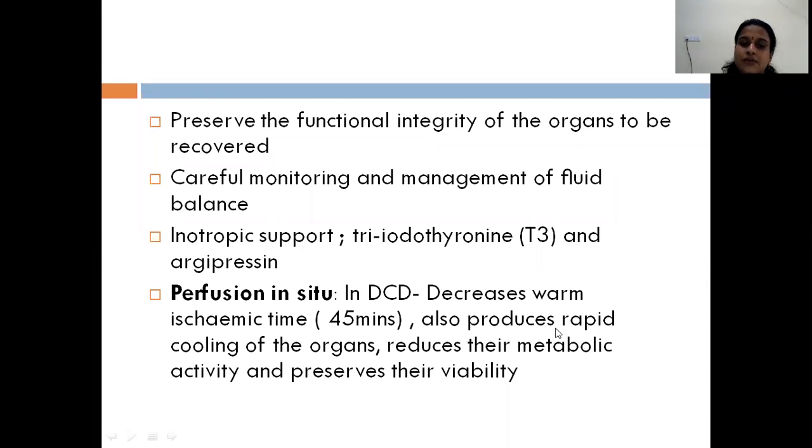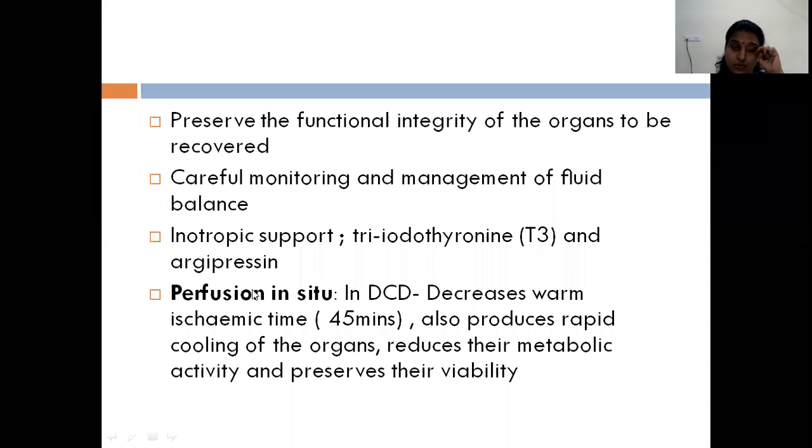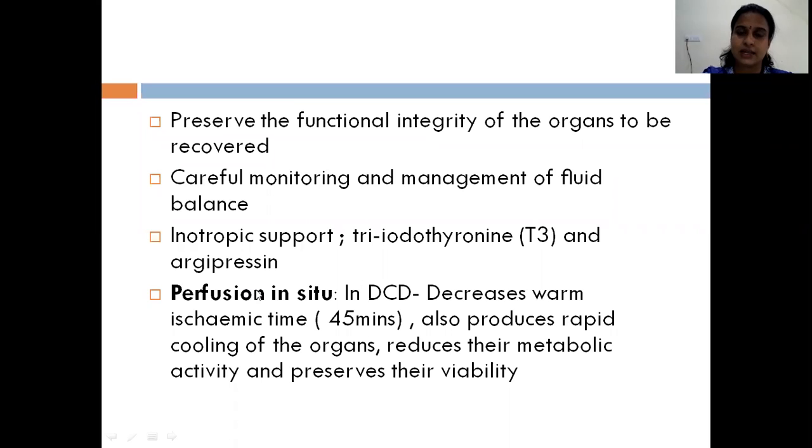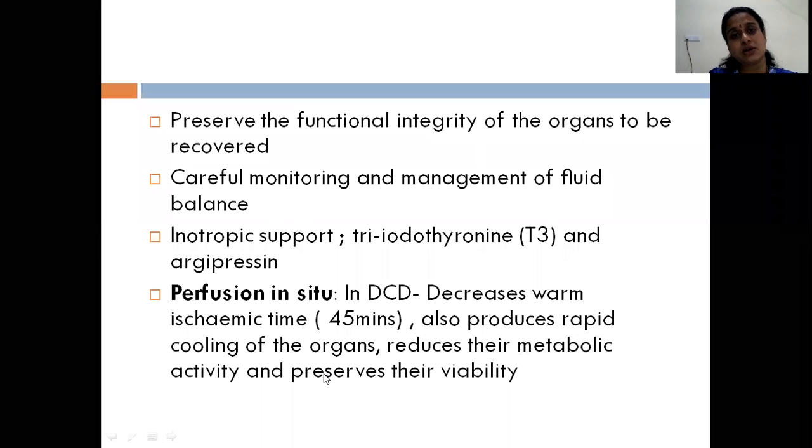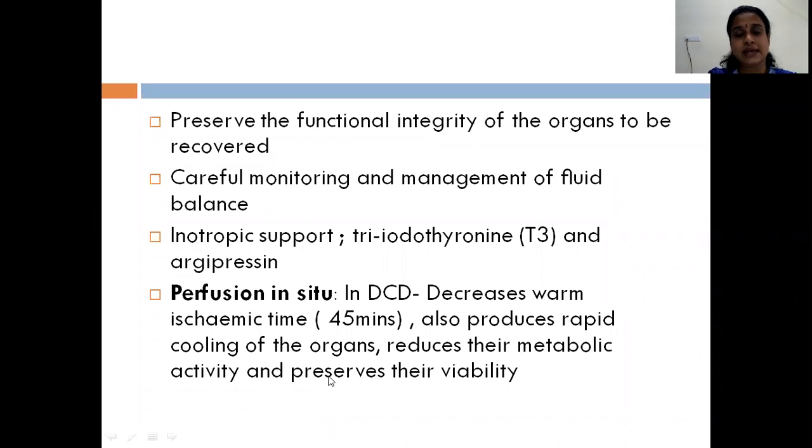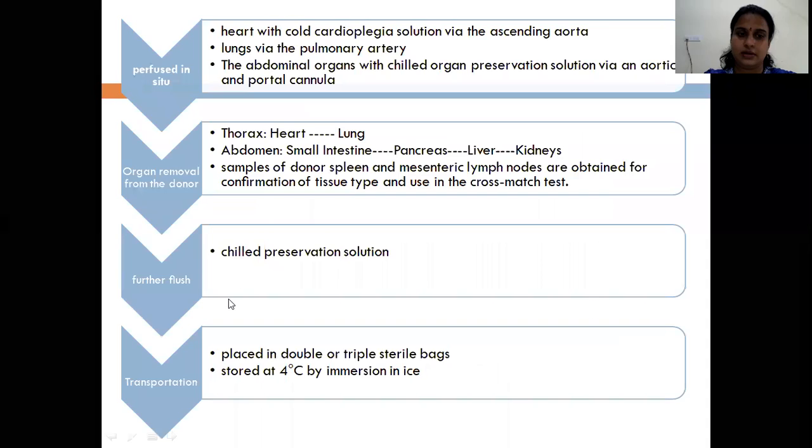This produces rapid cooling. Perfusion in situ will give out some perfusing agents. We inject them into the deceased body so that the organs are well perfused, such that there is rapid cooling, and hence the metabolic activity in these organs is decreased and their viability is preserved. So this is the main idea in giving perfusion in situ, that is, while the organ is still within the body itself.